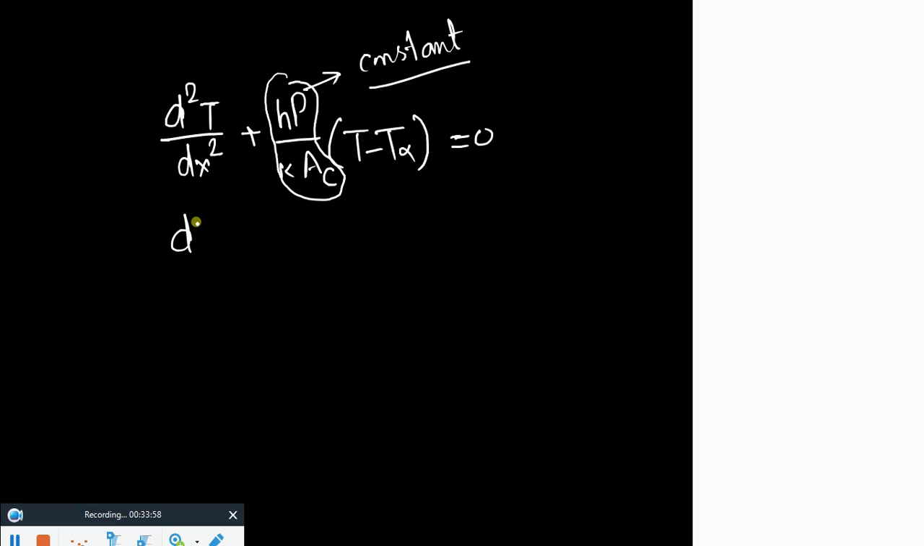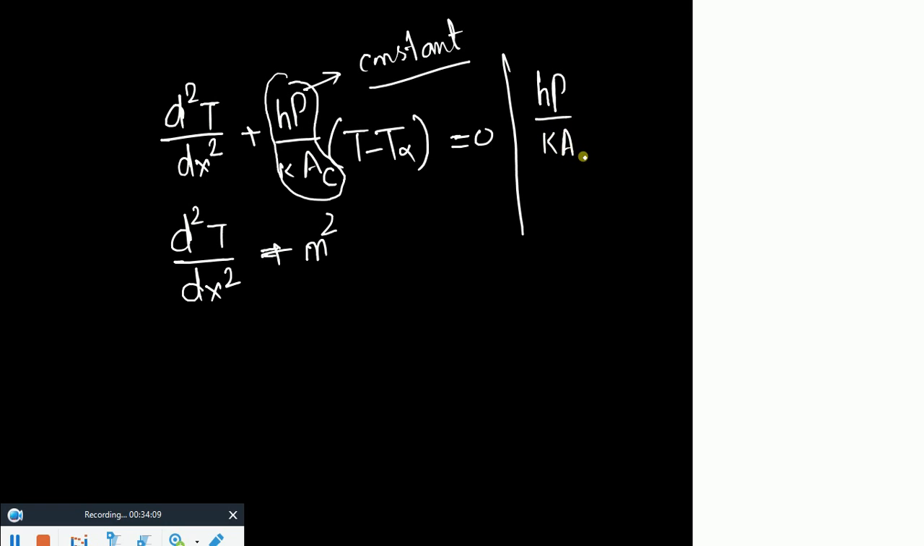I can write this thing as d square by dx square, and I represent this complete term as m square. I say that this hP by kA_c, I represent it as some term which is m square. m is a parameter, and I represent it as the square, and this is T minus T infinity equals 0. So it becomes even simpler.